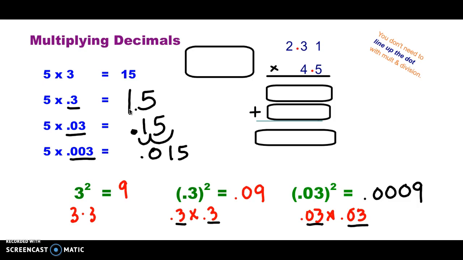So first we're just going to multiply. You don't need to line up the dot. So 5 times 1 is 5. 3 times 5 is 15, carry your 1. And 2 times 5 is 10, plus 1 is 11.